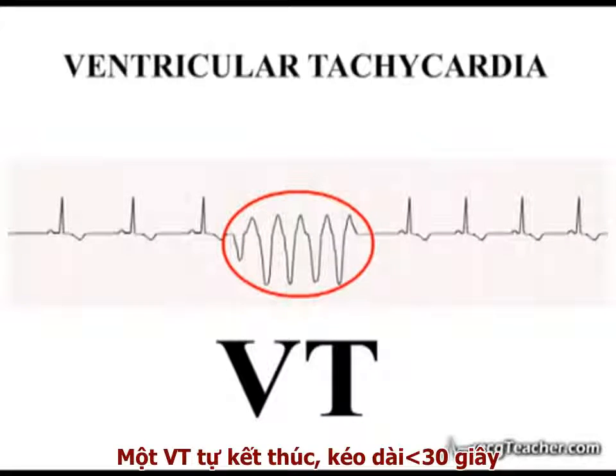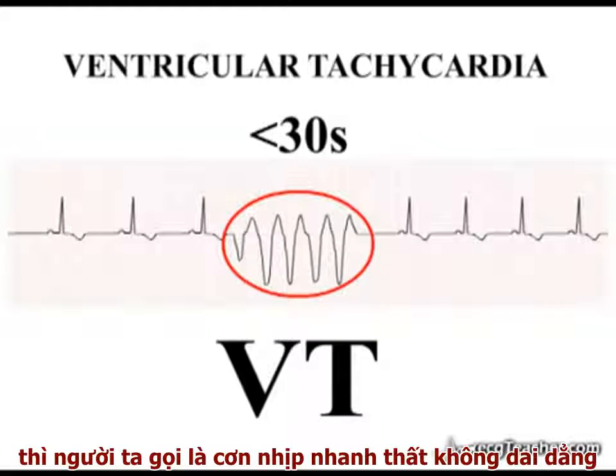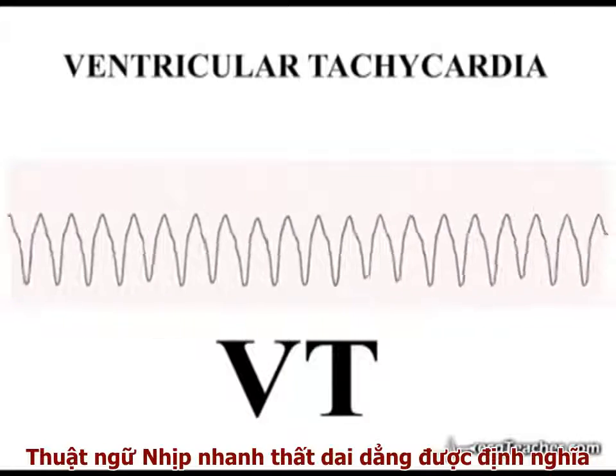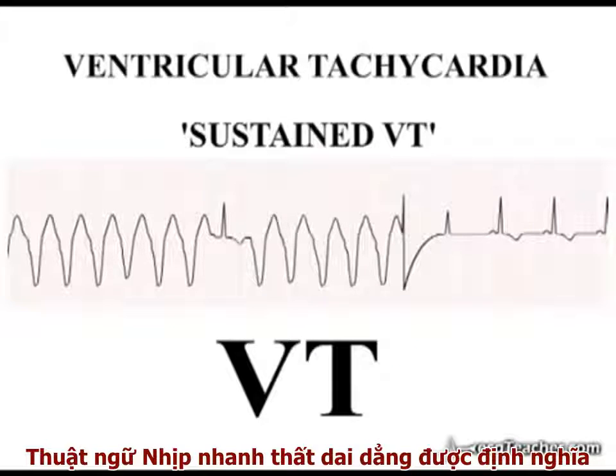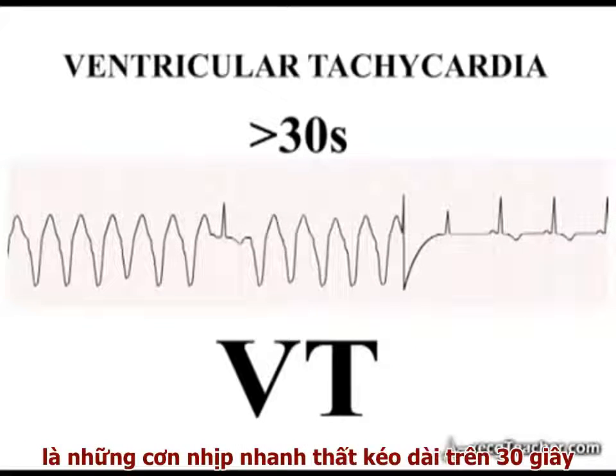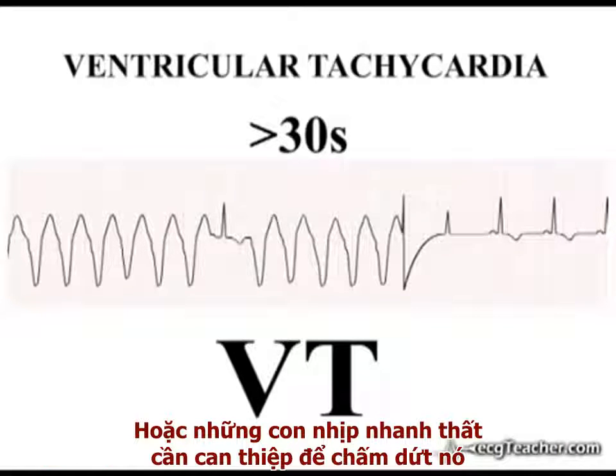Such a self-terminating run of VT, less than 30 seconds in duration, is referred to as a salvo of non-sustained VT. The term sustained ventricular tachycardia applies to an episode of VT greater than 30 seconds in duration, or, as in our case, an episode requiring clinical intervention for termination.